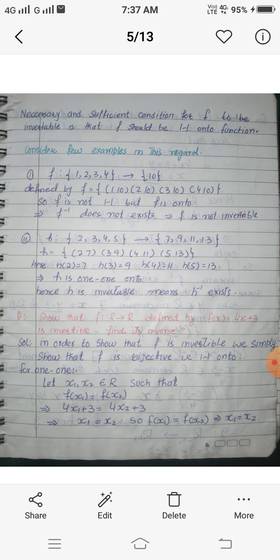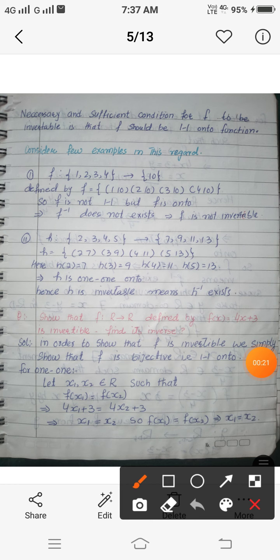We are discussing the inverse of a function, that is, invertible functions. Today we are going to discuss the questions from exercise 1.3. The first one is: we have a function f from {1, 2, 3, 4} to {10}. This function is given in tabular form, that is, it contains the ordered pairs (1,10), (2,10), (3,10) and (4,10).